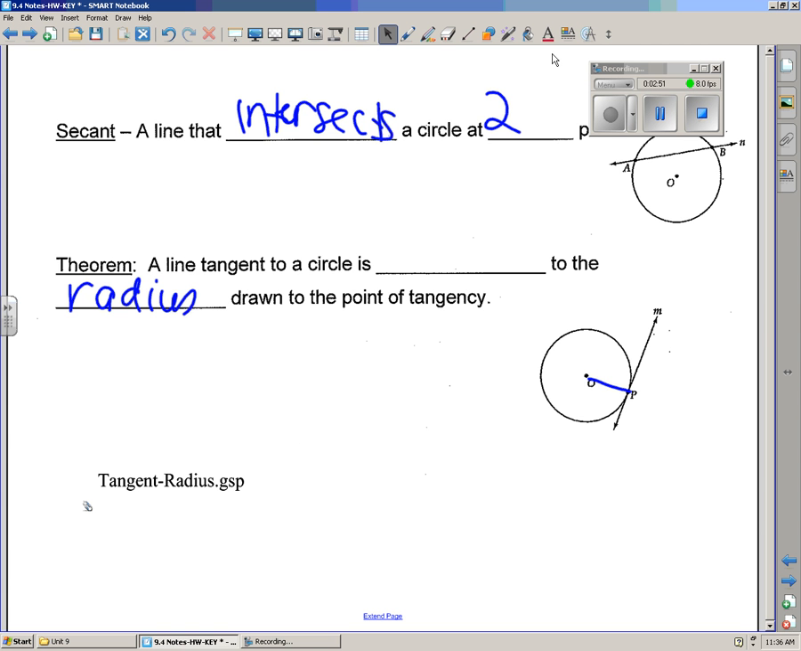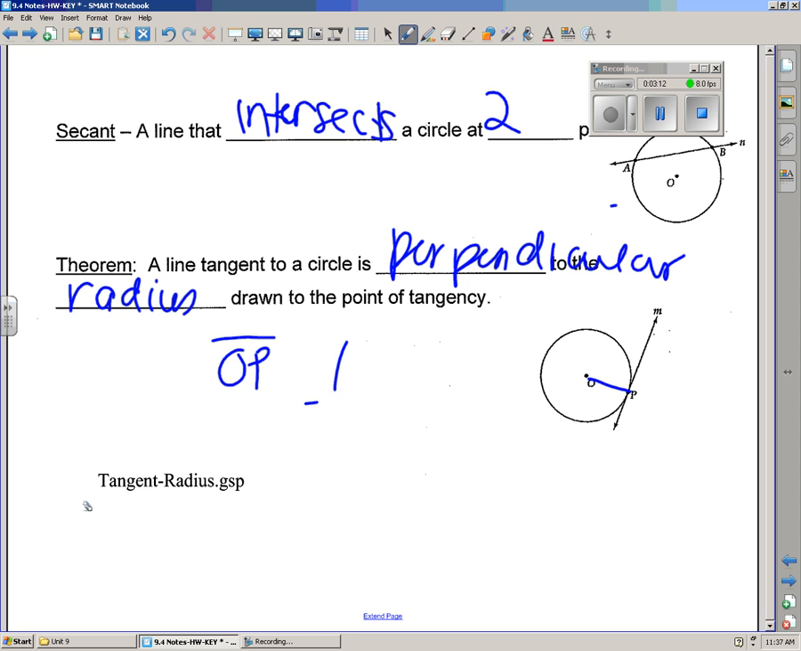So what that means is we can say for sure, let me go back to the smartboard, that a line that is tangent to a circle is perpendicular to the radius drawn to the point of tangency. So line segment OP is always going to be perpendicular to, in this case, line M.